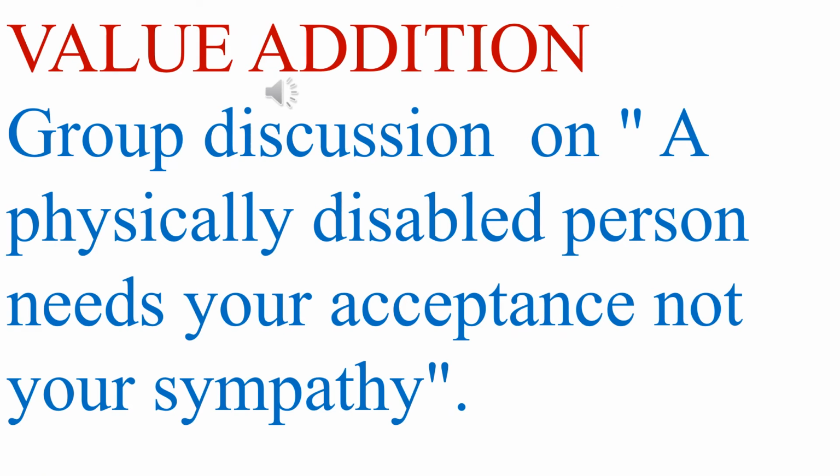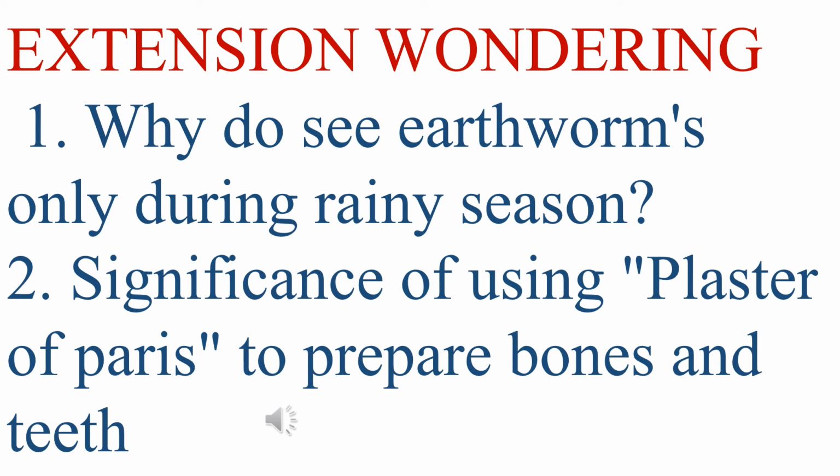And we can include values like group discussion. So here I have given a topic: a physically disabled person needs your acceptance, not your sympathy. So like this, children should realize the values based on the concept. So in two ways we are educating the child, that is about the body movements in humans as well as animals, and also we inculcate the values in them so that the children may know better about the animal forms and functions.